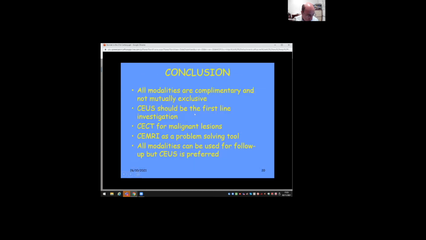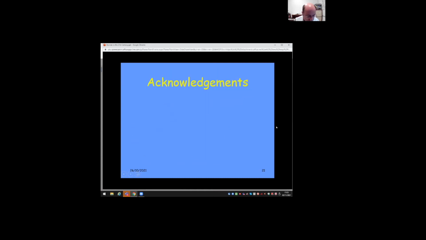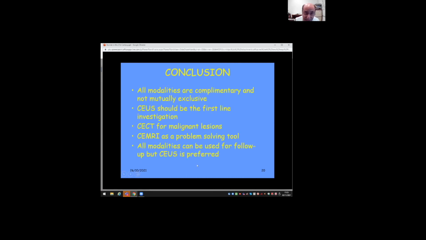In conclusion, I've got about another 5 or so minutes. All modalities are complementary and not mutually exclusive. We think that CEUS should be the first line investigation, and I'm going to come to that. CECT obviously for malignant lesions, CEMRI as a problem-solving tool, and all modalities can be used for follow-up. And here's the central word: CEUS is preferred.